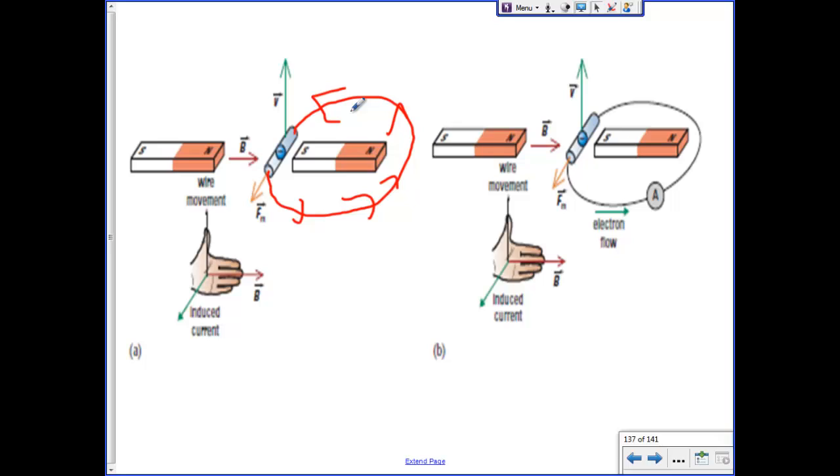What would happen then if you move the wire down? The electrons would just go the other way. And so if you just had a couple of magnets sitting there and you moved a wire up and down inside the magnets, you'd actually be causing electricity.